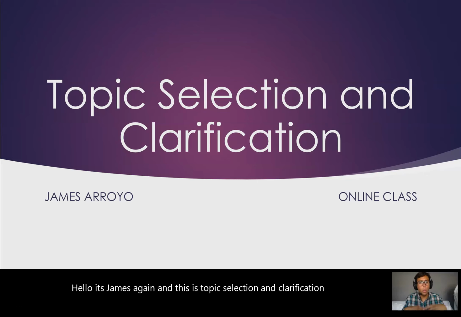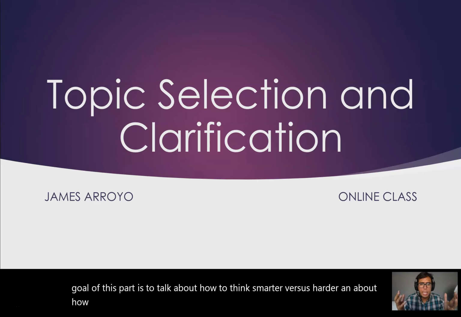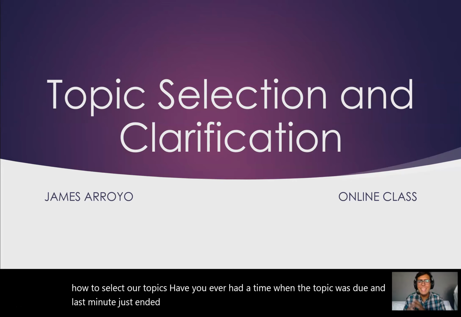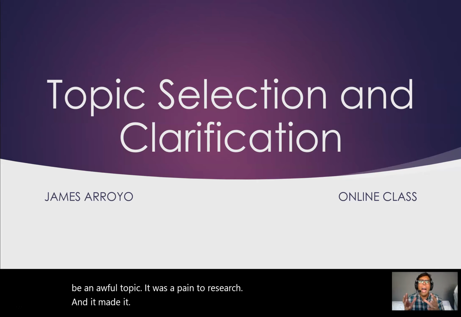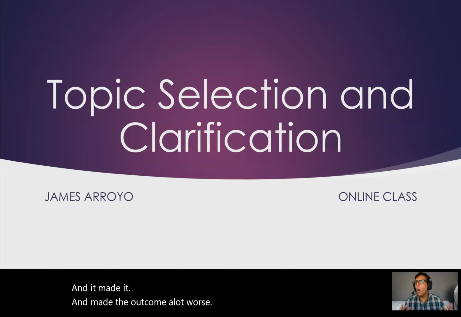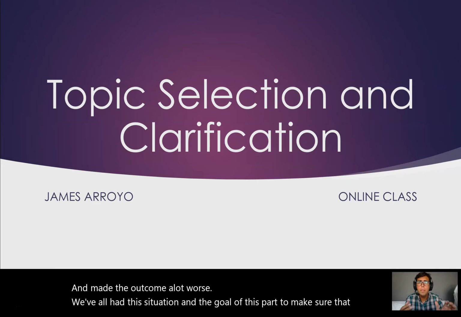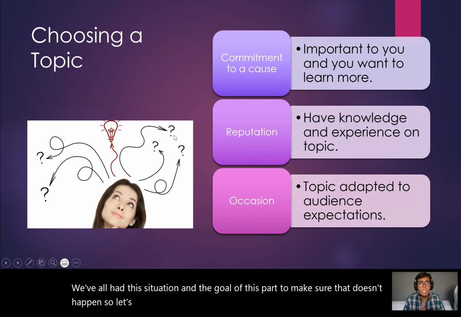The goal of this part is to talk about how to think smarter versus harder, and about how to select our topics. Have you ever had a time when the topic was due and last minute you just ended up choosing one, and then it turned out to be an awful topic? It was a pain to research and it made the outcome a lot worse. We've all had this situation, and the goal of this part is to make sure that that doesn't happen. So let's begin with choosing a topic.